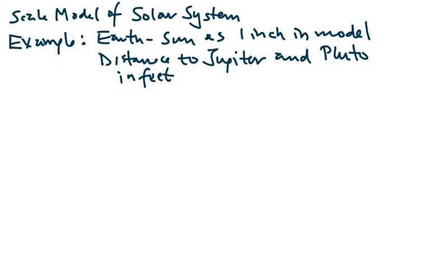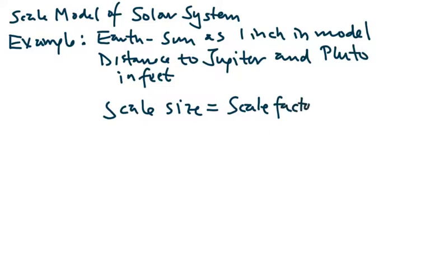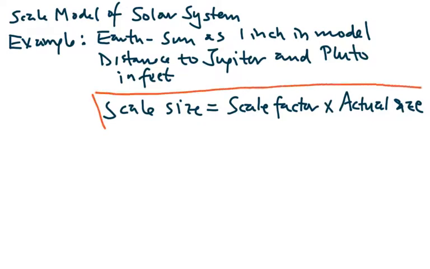So we need to switch from actual distances to scale sizes. So the way we calculate a scale size is to take a scale factor and multiply by the actual size. And this will work whether the problem involves distances or heights or mass, anything like that.